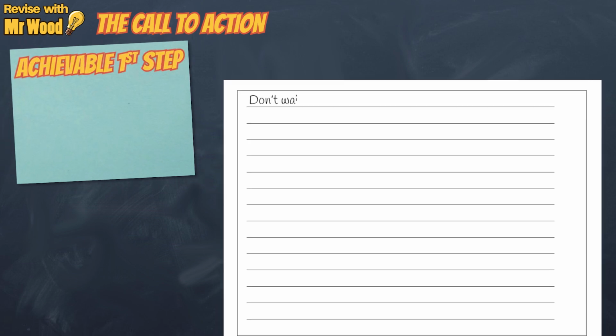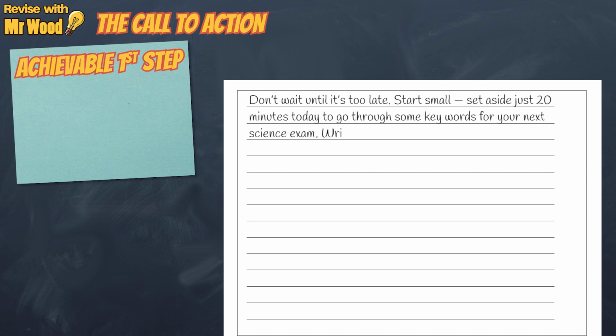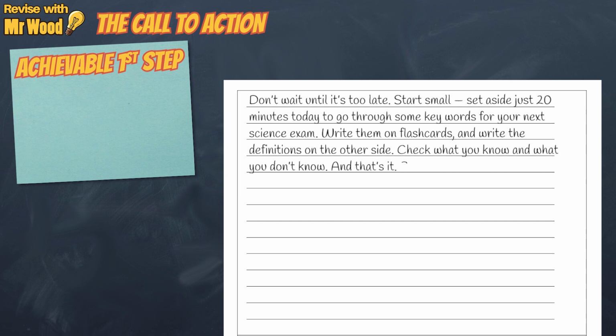This is a short section and needs to be an achievable first step for your readers. Let's go back to my example. Don't wait until it's too late. Start small. Set aside 20 minutes today to go through some key words for your next science exam. Write them on flashcards and write the definitions on the other side. Check what you know and what you don't know. And that's it. Step 1 of the journey will be taken.